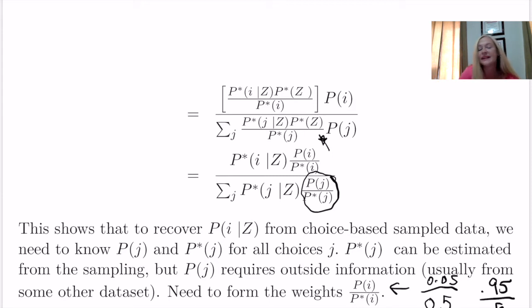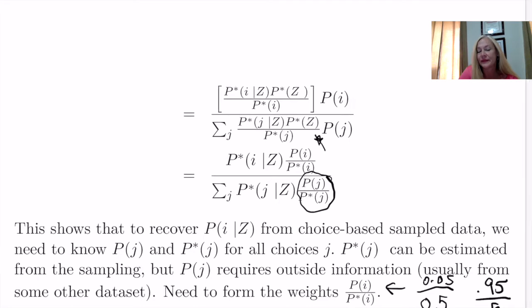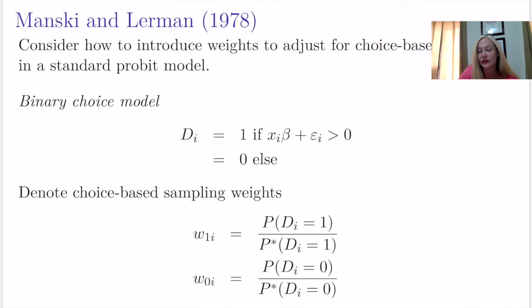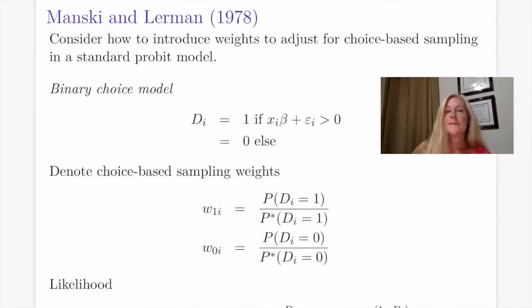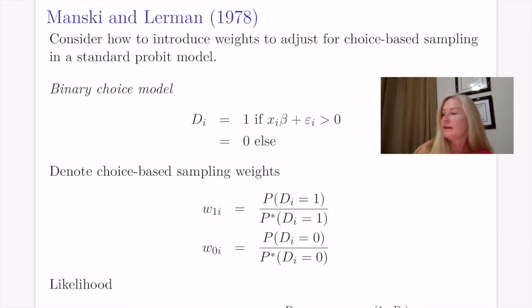Something like this is usually what the data set gives you. If you have a data set that's not randomly sampled, they usually give you some weights. Next we're going to look at how to introduce weights to adjust for choice-based sampling when you're doing just a standard probit or logit model.